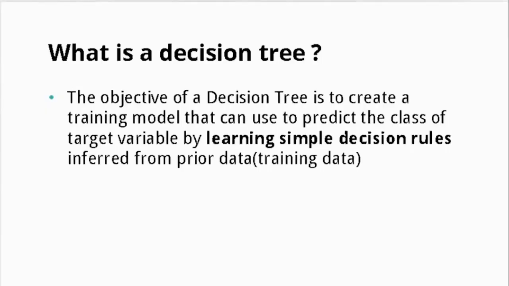What is a decision tree? The objective of a decision tree is to create a training model that can be used to predict the class of target variable by learning simple decision rules inferred from its training data.